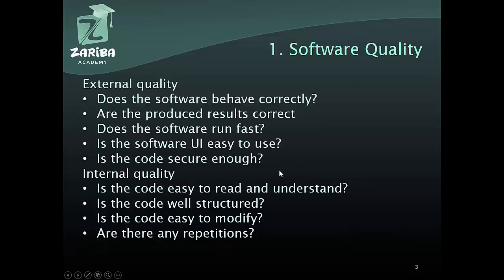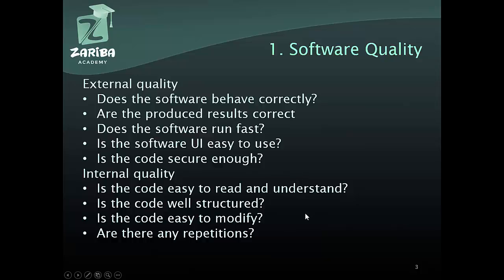What is it? So we have external quality, which is basically what you produce in the end, whether it's good, whether it works, whether it runs fast, whether the UI is good enough, easy to use, and is the code secure enough. So for some applications it may be crucial that the code is secure. When you make games, it's not that crucial. You're not gonna break financial markets or anything like this. But yeah, it's good to have it nonetheless.